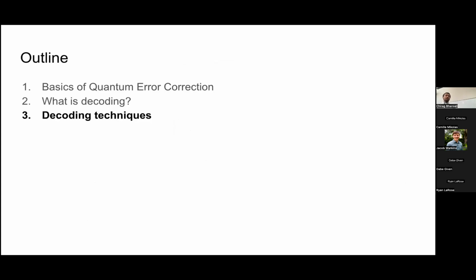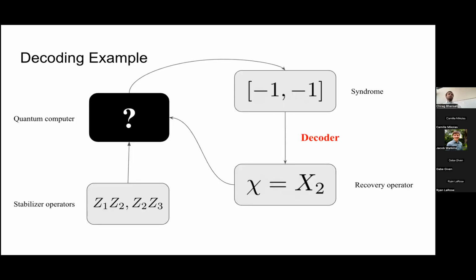So I'll move to decoding techniques. Are there any unrecoverable errors? Errors that you cannot recover from? Sorry, what is your question? Can you repeat that? Are there any unrecoverable errors? It looks like all four possible syndromes, including -1, -1, seem to be okay. Yeah. In this example, I think there are no unrecoverable errors. Anything that can switch stabilizers should be unrecoverable errors.